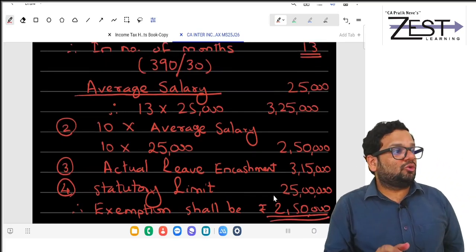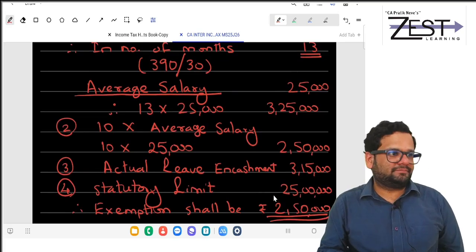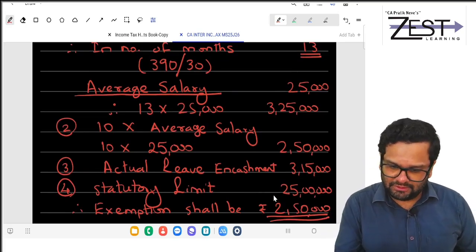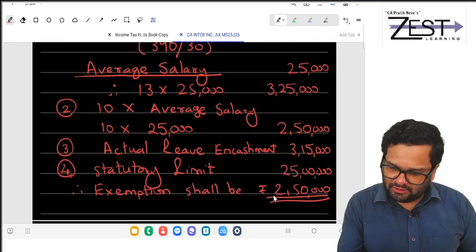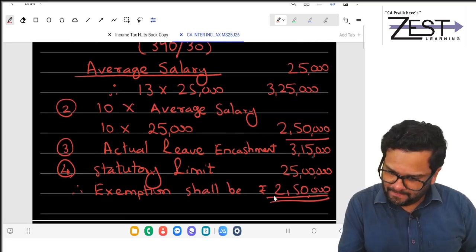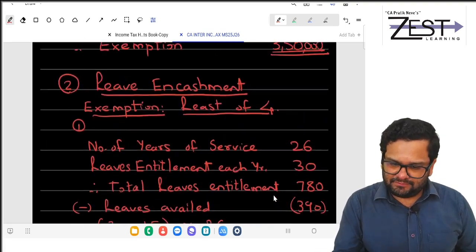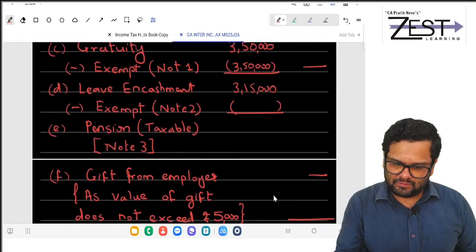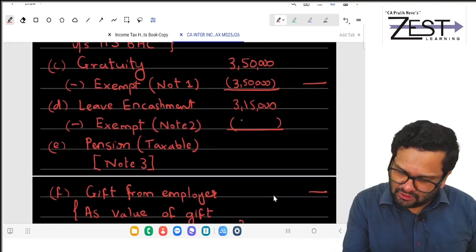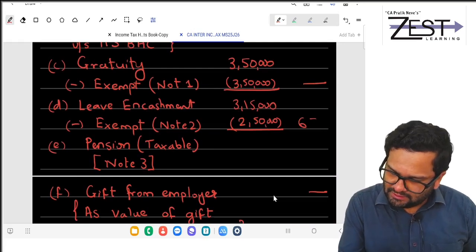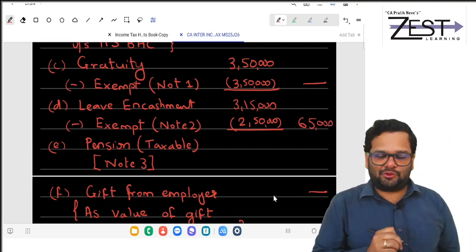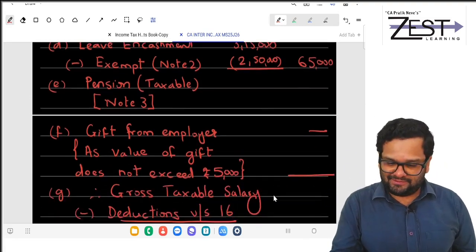So how many of you got 2,50,000? Correct. Good, good, good. Fine. So get that, please. 2,50,000. So as you are saying, taxable is, it is correct, 65,000. Now go to pension.